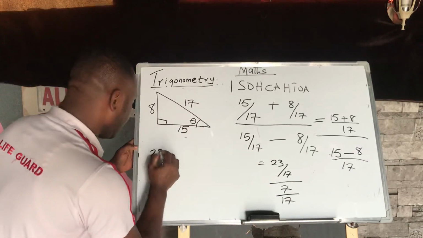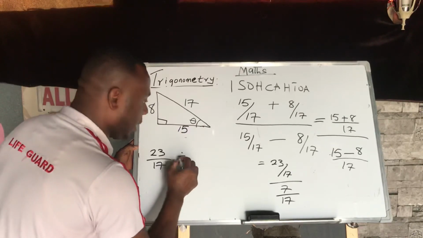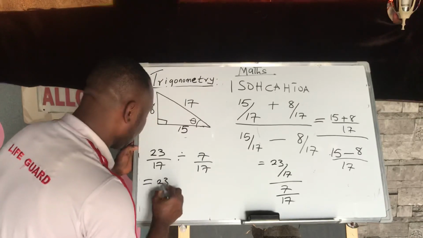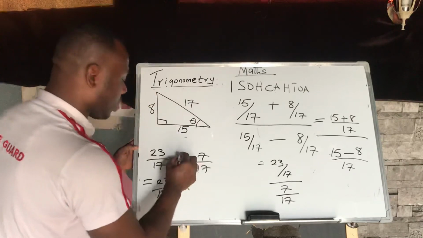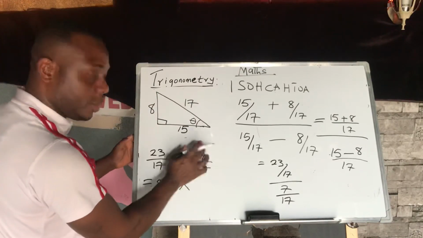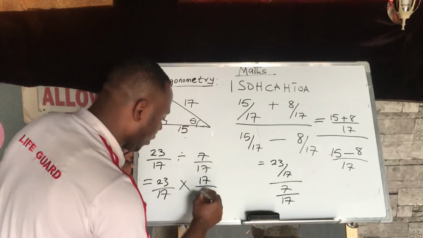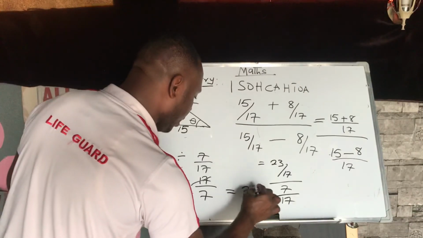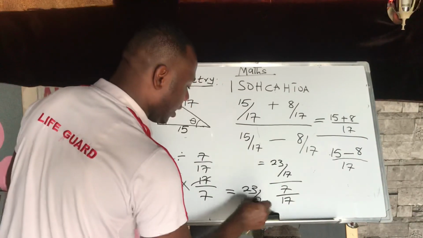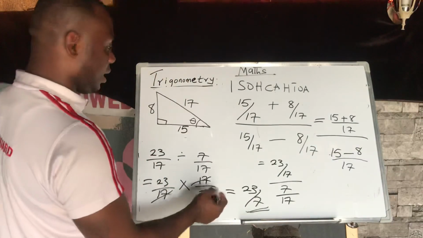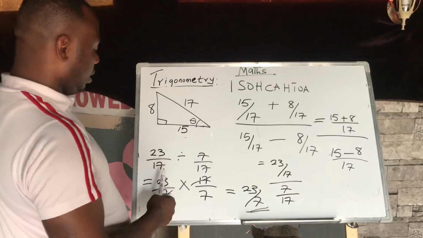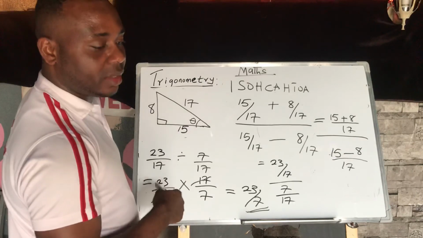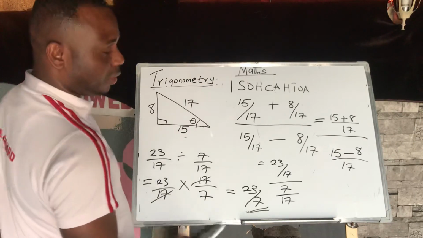So let's wipe here and finish it up. Now 23 over 17 divided by 7 over 17. This is going to give you 23 over 17 multiplied, as this one turns to multiplication. The denominator will go up and the numerator will come down: 17 over 7. This cancels this. What we are going to have is 23 over 7. And that is the answer. So when cos theta plus sin theta is divided by cos theta minus sin theta, we're going to get 23 over 7. So that is the answer.